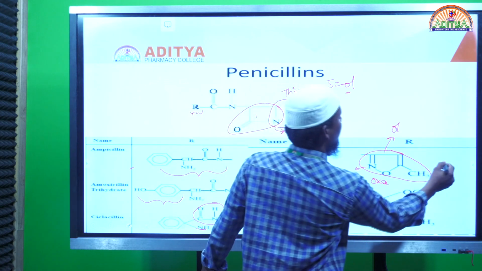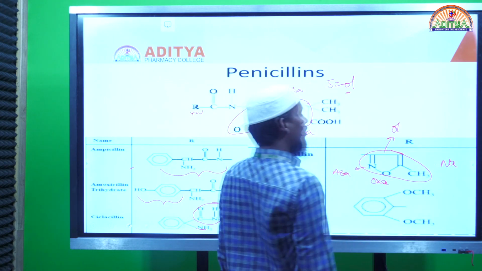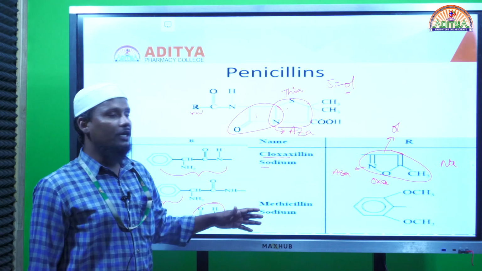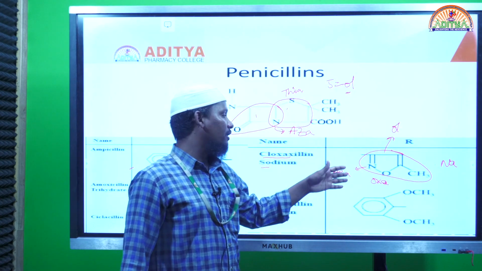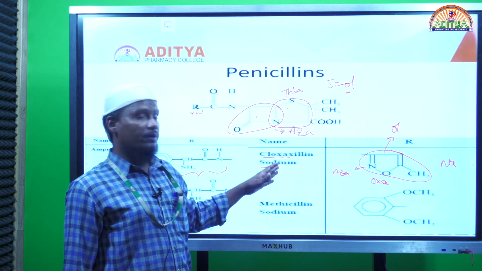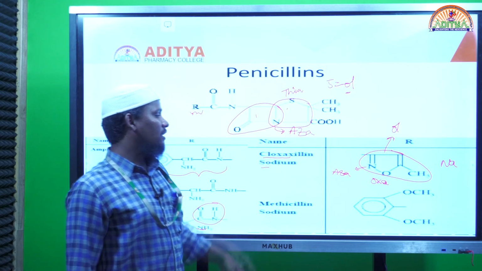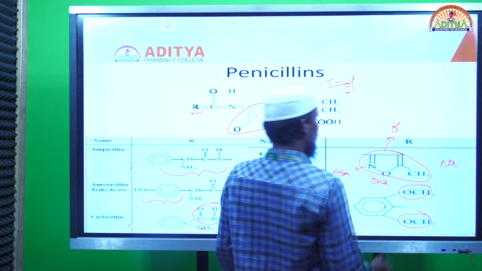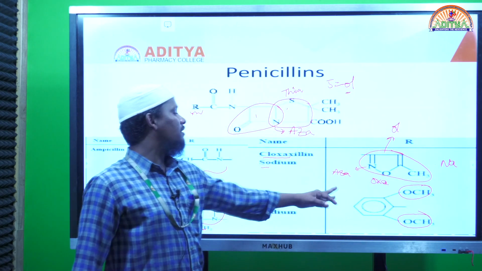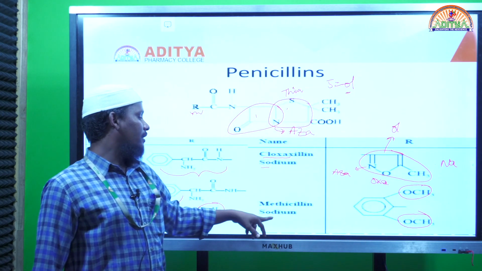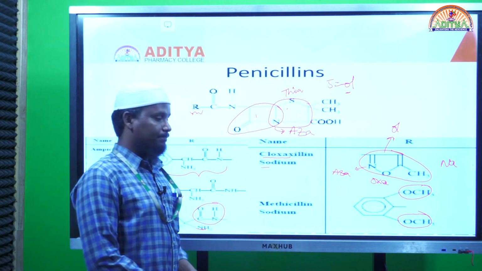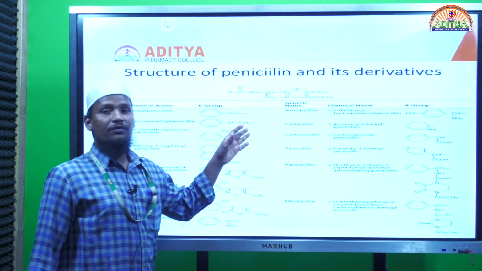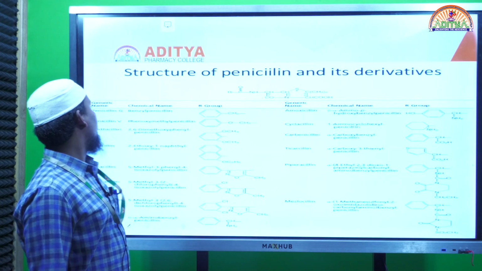So if you are introducing a sodium ion for increasing its solubility, it is called cloxacillin sodium. Next one, methicillin sodium. Here we are going to introduce two methoxy groups to an aromatic ring. If you are replacing this structure at the R position, we are getting the methicillin sodium. So this is a brief classification of antibiotics.